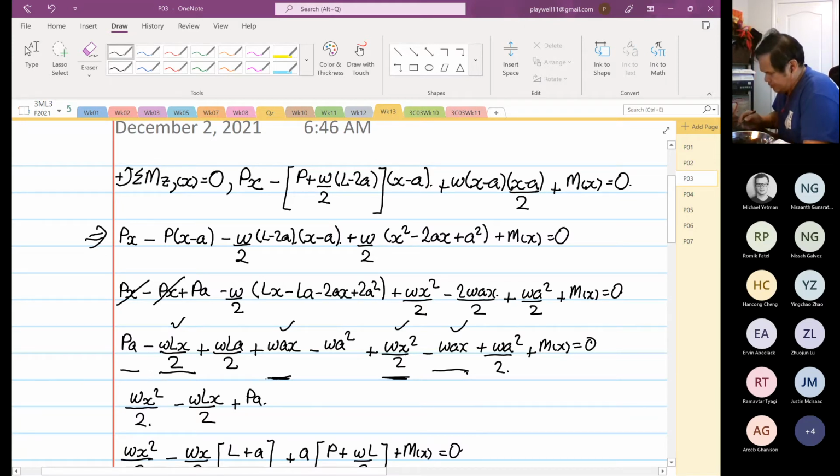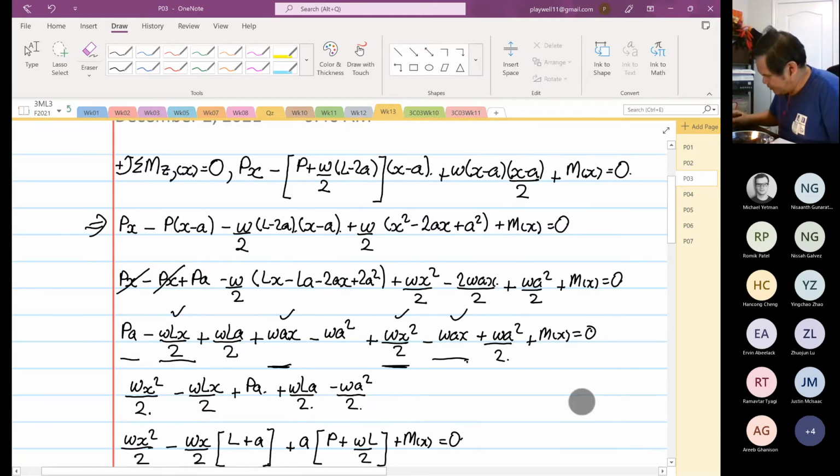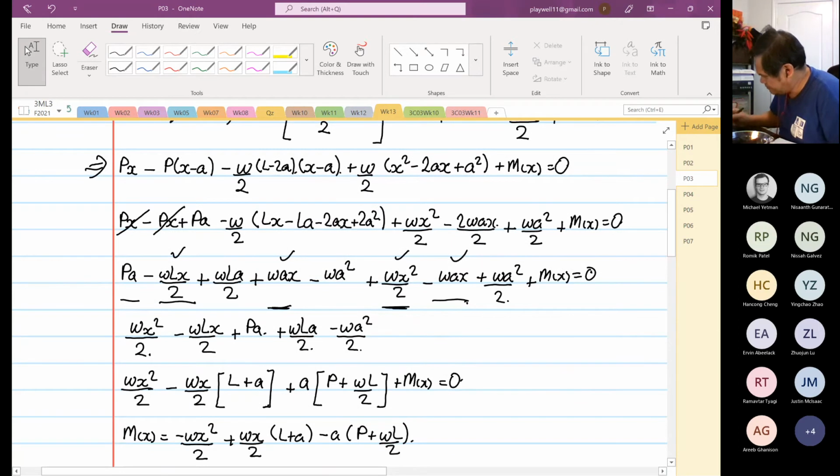Then we have plus omega LA over 2. Then over here, I will have minus omega A squared over 2, minus omega A squared over 2. Okay, then from here, plus M as a function of x.